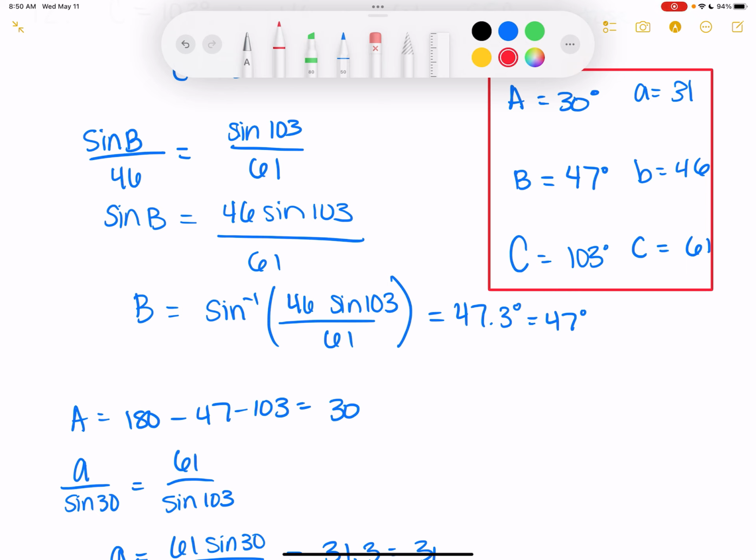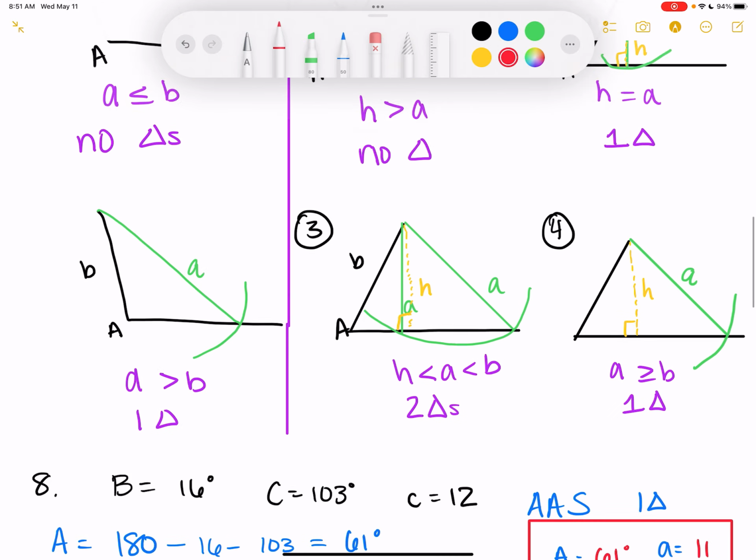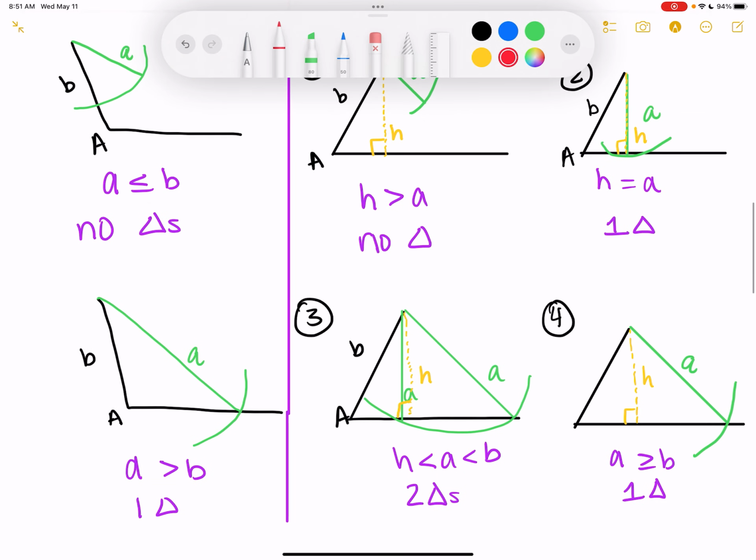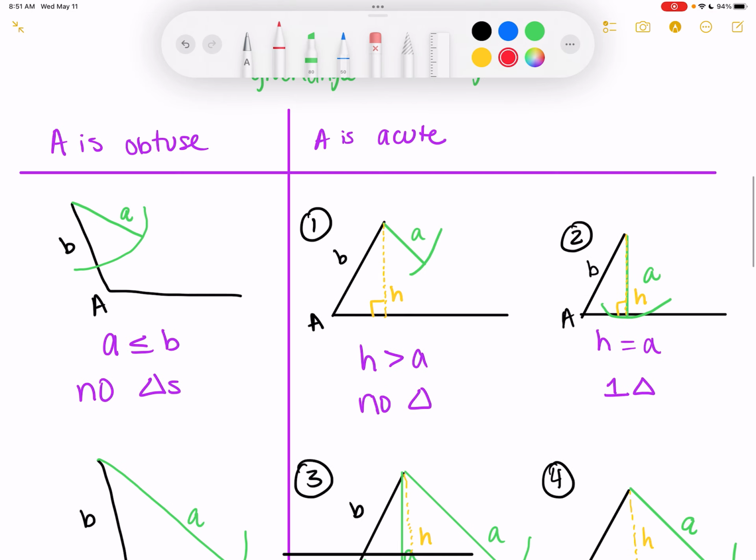All right. The next one says to just tell how many triangles it makes. You don't have to do anything like this. You just have to show why. So like H is greater than A or whatever. And I always point out if the angle is obtuse or acute so that I know that I thought about that part first. Because a lot of times I'll just start doing H, and then I'm like, oh, it was obtuse. I didn't need to do that.